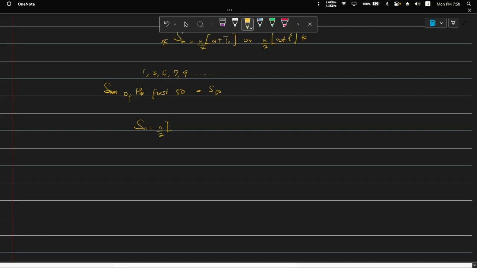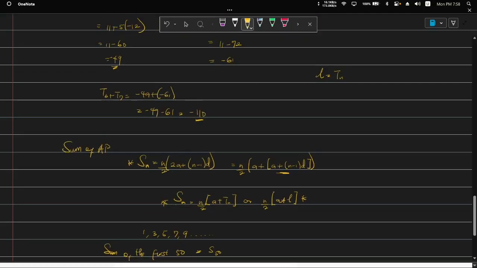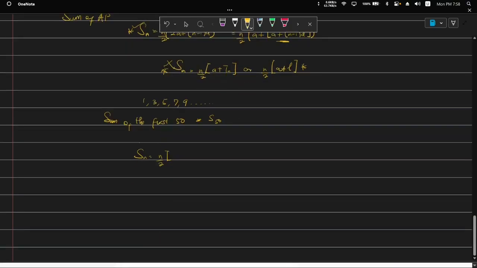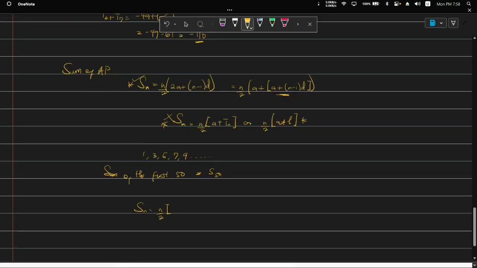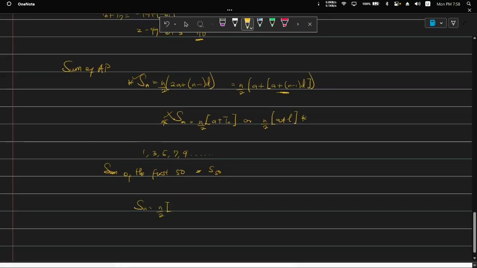Now, which formula are we going to use? Are we going to use this or this? It depends. If they give you the last term of the progression, like the value of the last term, then you use this formula. But if they didn't give you, then you're going to be using this formula. And in this question, we're not given the last term of the progression. So you're going to be using the formula on top, which is n over 2 into bracket 2a plus n minus 1 common difference.